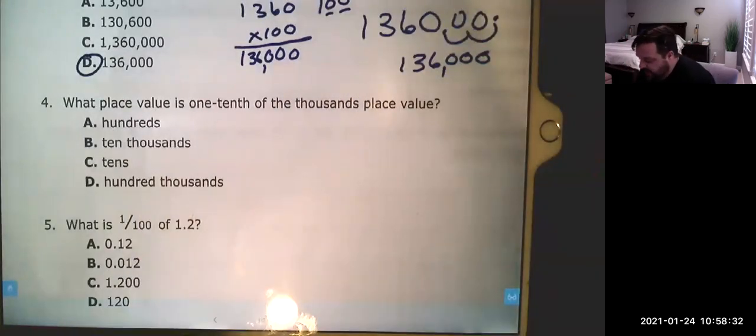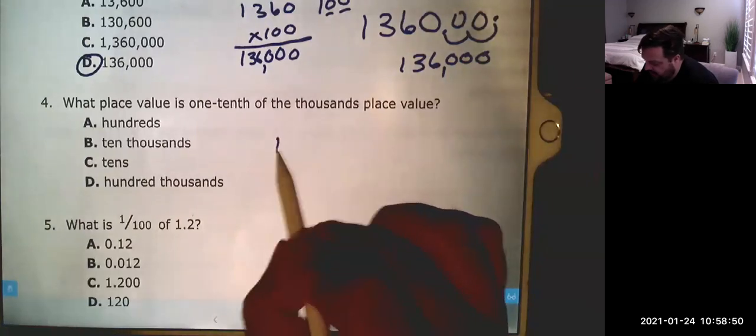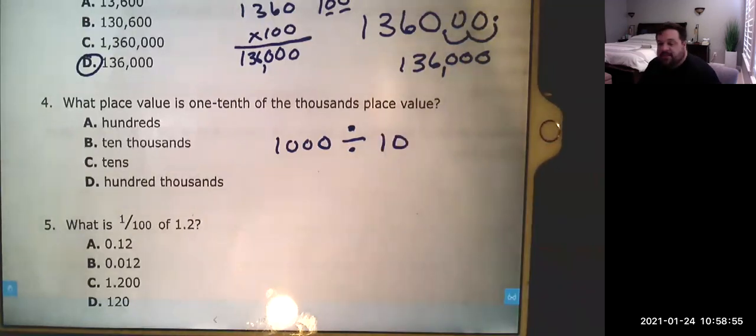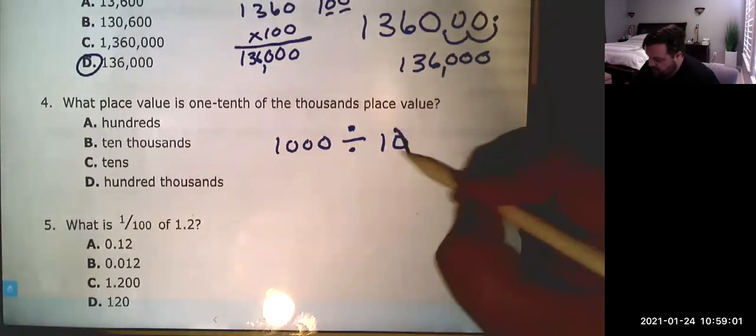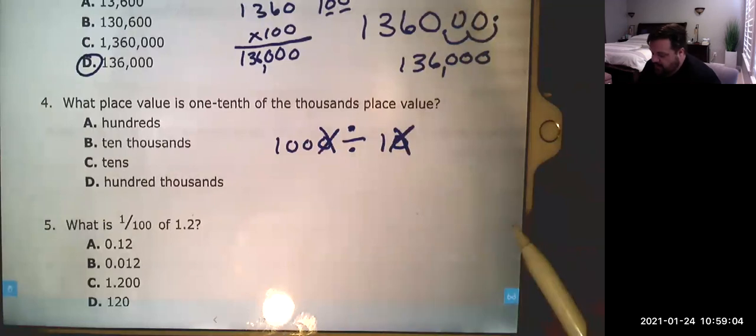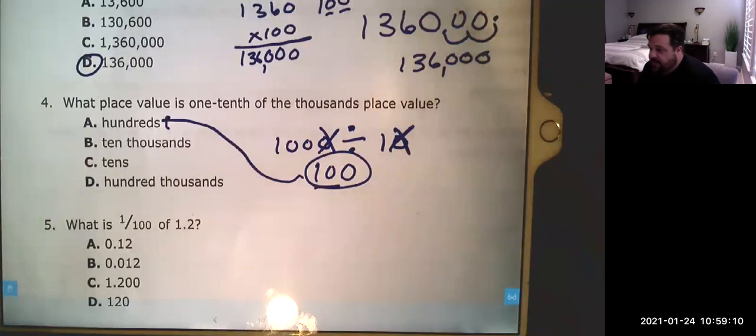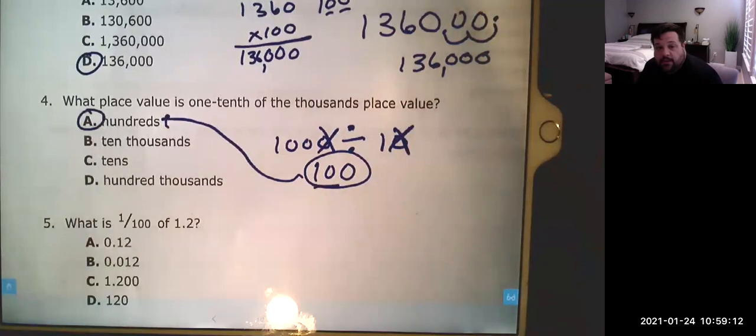What place value is 1/10 of the thousandths place value? Okay, pause. Remember, if you're taking 1/10 of it, we're dividing by 10, right? So you would have the thousandths place divided by 10. 1/10 is dividing by 10, right? We said that up there in the key, right? So what place value would you go to? Well, you can eliminate a 0, and then you have 1 into 100 is hundreds, and the answer would be A, hundreds.